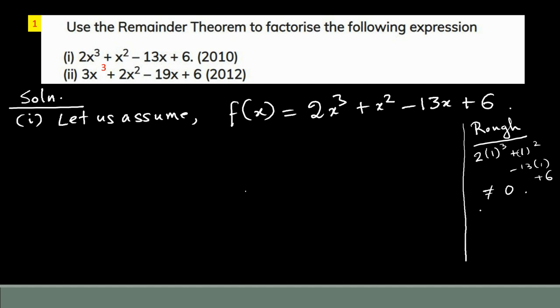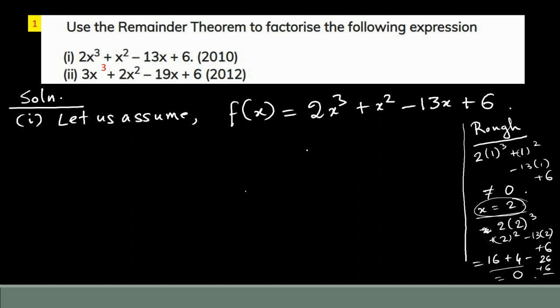So now let's say you take x equals 2. When x equals 2, what will you get? You will get 2 times 2 cube plus 2 square minus 13 times 2 plus 6. That is 8 times 2 is 16, plus 4, minus 26, plus 6. So 20 plus 6 is 26, and this is giving you 0. So now you know that at x equals 2, this entire expression vanishes, it is equal to 0.